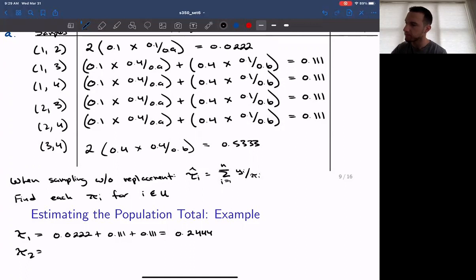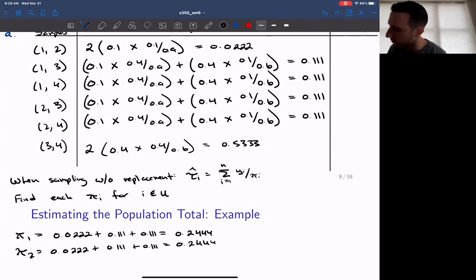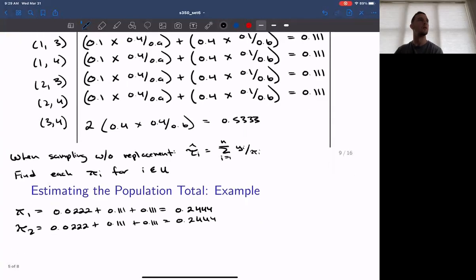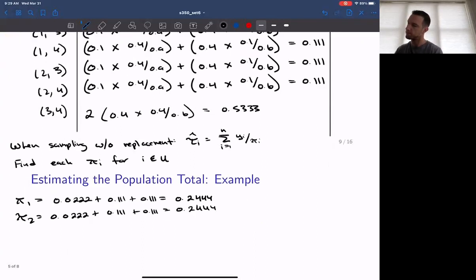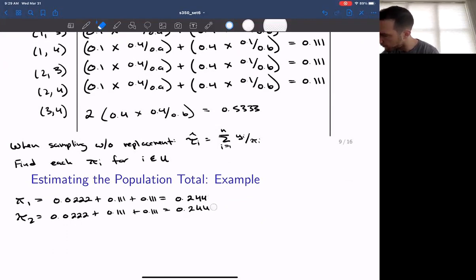Pi 2 is going to be the probability of observing unit 2. So that's also going to be 0.0222 plus 0.111 plus 0.111, which is equal to 0.2444. I guess it would technically be 0.2442, right? No, 444. No, 442.